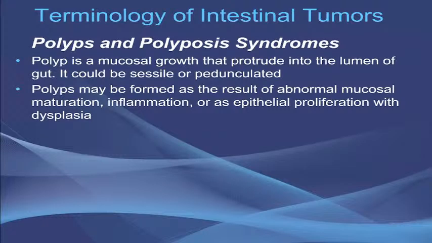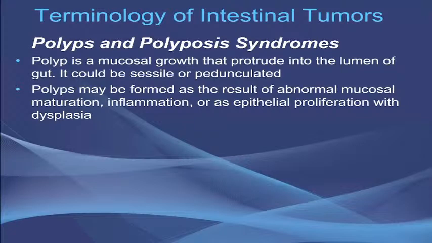So let's look at some terminology. The polyp is defined as a mucosal growth that protrudes into the lumen of the gut, and it could be sessile, or broad-based without a stalk, or pedunculated. When a polyp is pedunculated, it means it has a stalk, okay? And then it protrudes like a mushroom into the lumen.